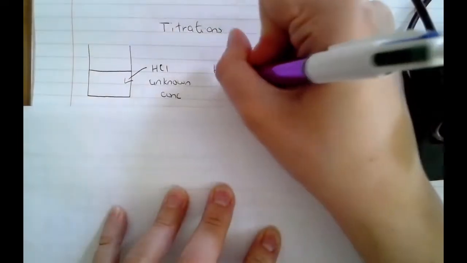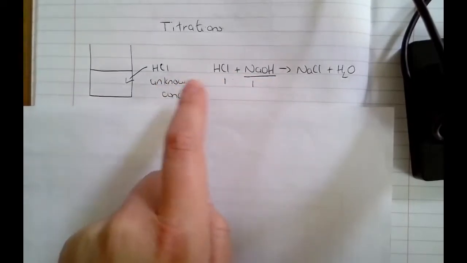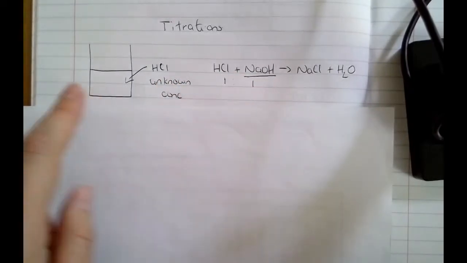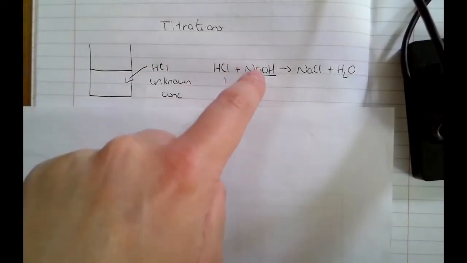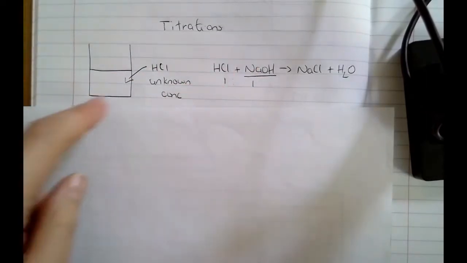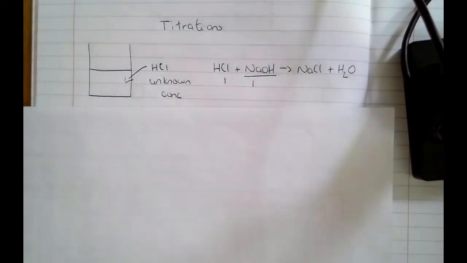And you can see from my balanced equation that the ratio between the alkali I've chosen and the acid is 1:1. So this would mean if I had 1 mole of HCl in this solution, that it would take 1 mole of NaOH to neutralize it. And same if I had half a mole, it would take half a mole to neutralize it.